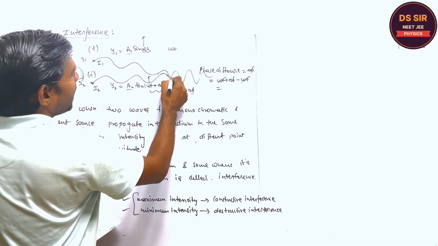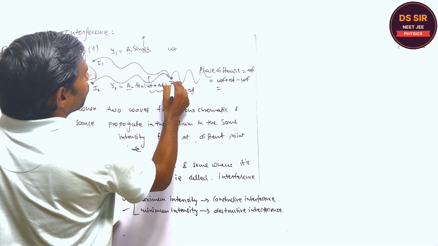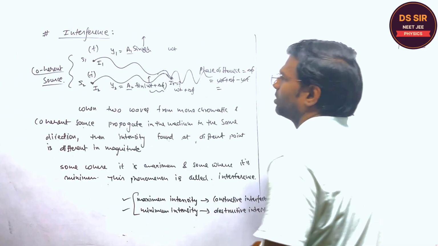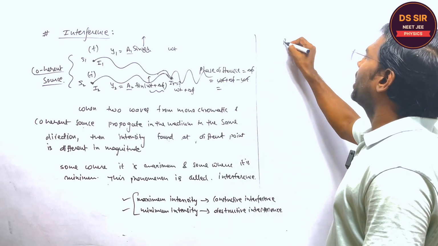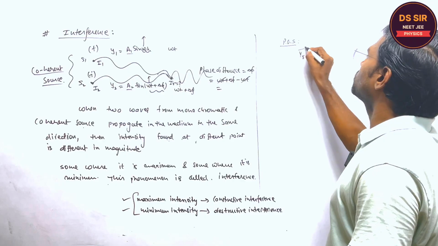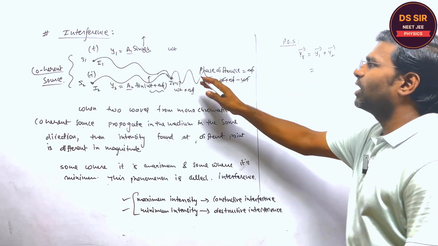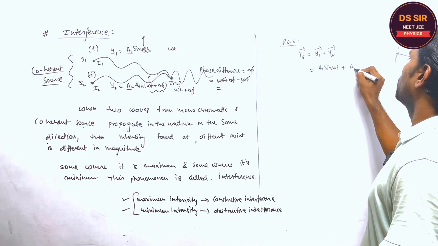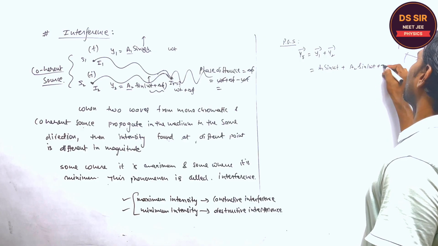If two waves are propagating in the medium in the same direction, at this point we have to find the resultant intensity. Is it clear or not? So to find the resultant intensity, we will apply the principle of superposition. What is the principle of superposition? Y1 plus Y2. What is Y1? Say A1 sine omega t plus A2 sine omega t plus delta phi.